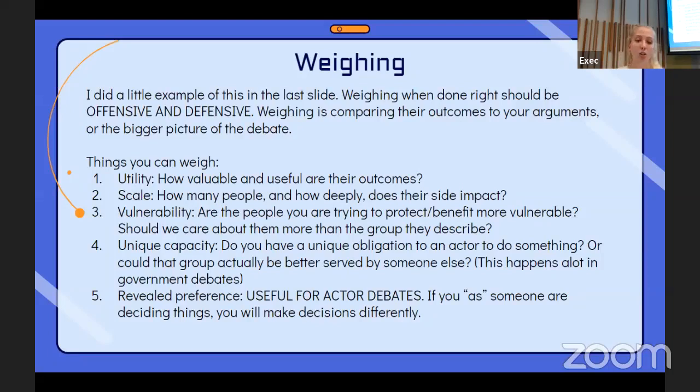So you want to be asking yourself, how valuable and how useful are their outcomes? And then explaining to the judge why their outcomes are less valuable or less useful than your outcomes.